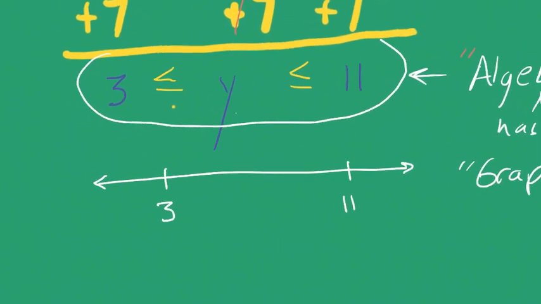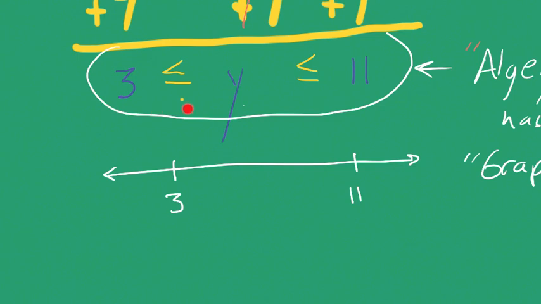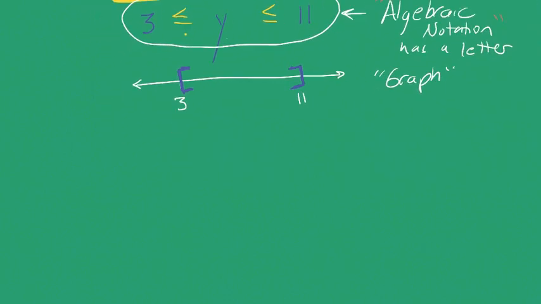In this case, at 3, y is greater than or equal to 3. So greater than means y could be 4, it could be 5, it could be 6, or it could also be 3. So I'm going to put a bracket at 3. A bracket looks like a rigid parentheses. And then at 11, we're going to use a bracket also. Y is less than or equal to 11, so things less than 11, 10, 9, 8. So that's what your graph should look like.